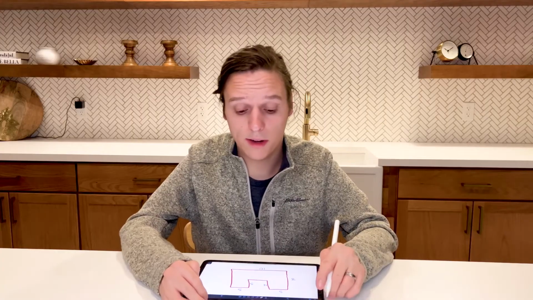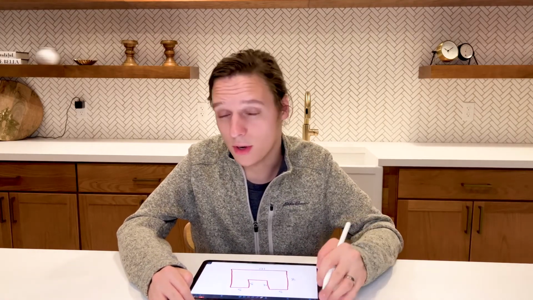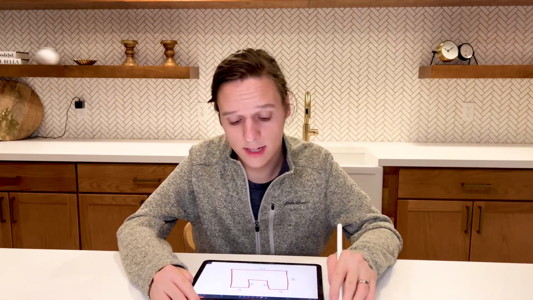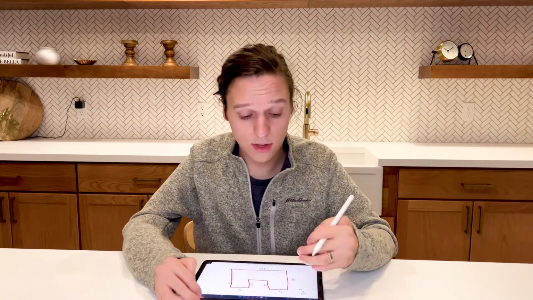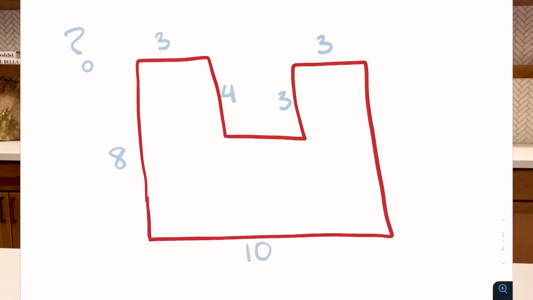Now, there are 2 things that I want you to solve for here. We're going to start by solving for perimeter. Remember, when you solve for perimeter, you need to add up all the side lengths. And before you start, I want you to ask yourself whether you know all of the side lengths. If you don't know all the side lengths, you probably want to figure those out before you go on and try to find the perimeter.